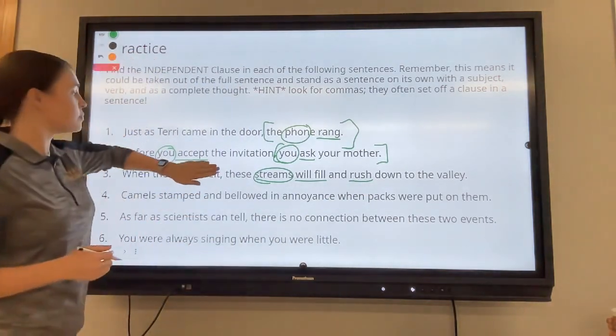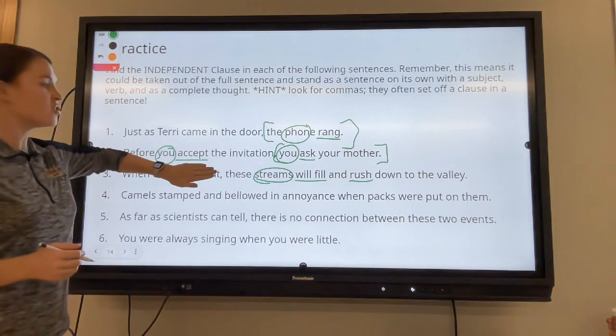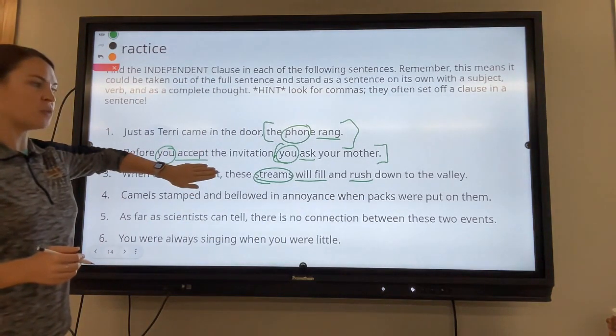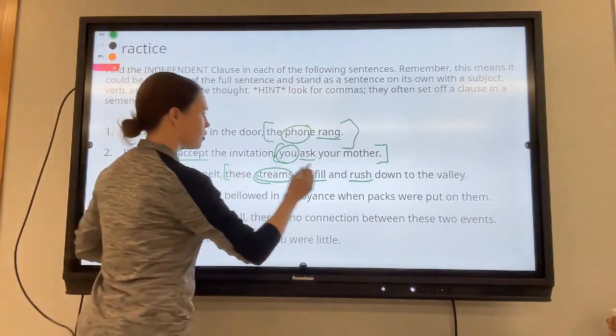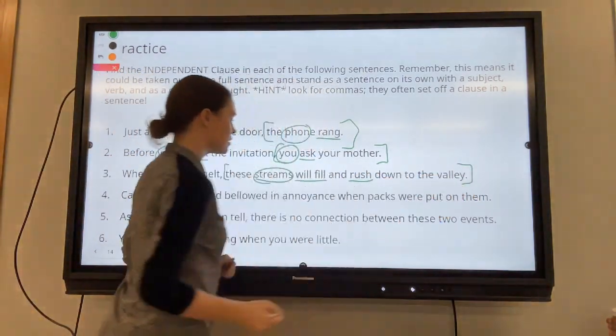If you cover this up, does this make a complete sentence? These streams will fill and rush down to the valley. Absolutely. This is your independent clause.